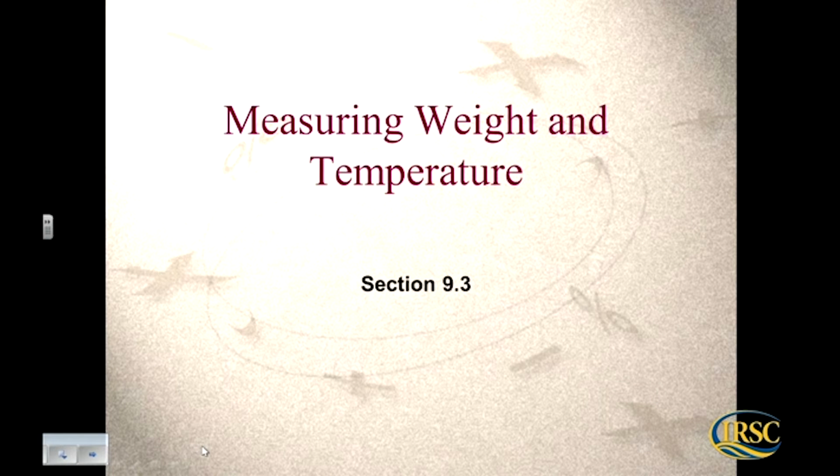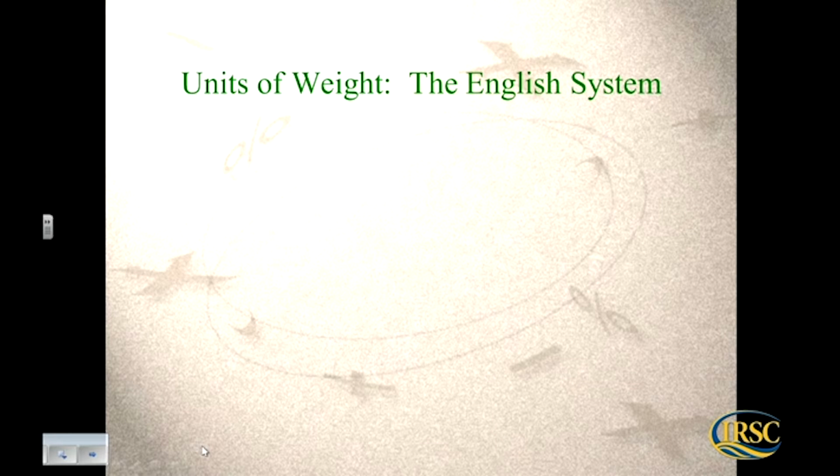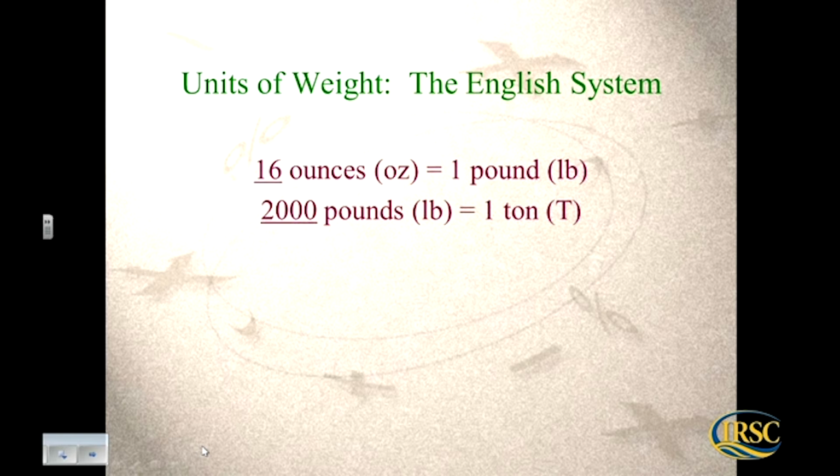Okay, so we've done measuring length, we've done measuring area and volume, and now we're going to talk about weight and temperature. So units of weight in the English system, there aren't that many. 16 ounces is equal to 1 pound.